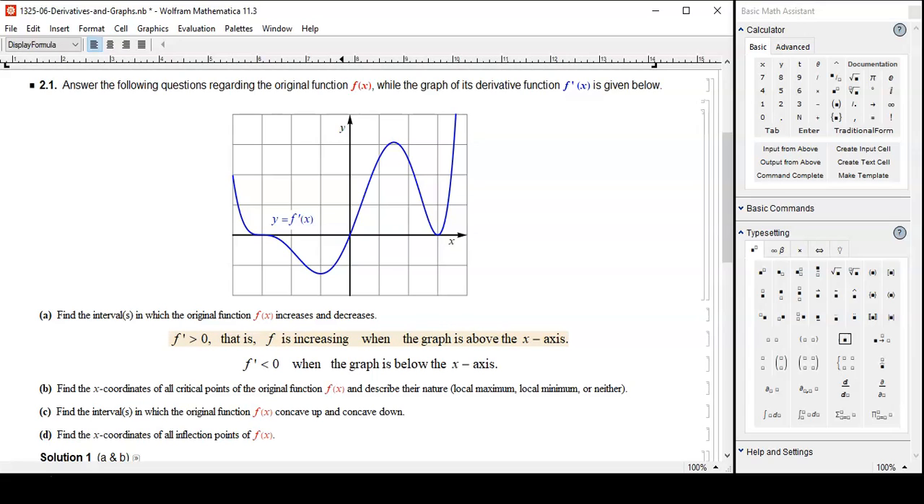Derivative is positive means f is increasing. Derivative is negative means f is decreasing. So f is increasing when the graph is above the x-axis. F is decreasing when the graph is below the x-axis. Does it make sense? Because the graph you're looking at is a derivative function. Using these, we can answer this question like this.